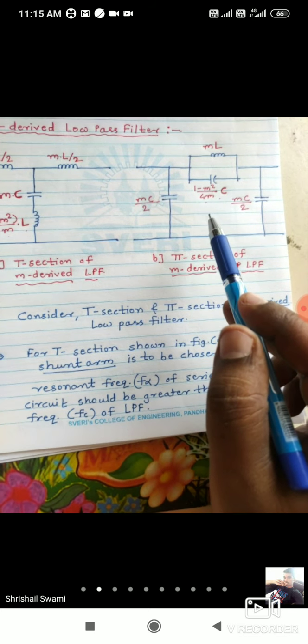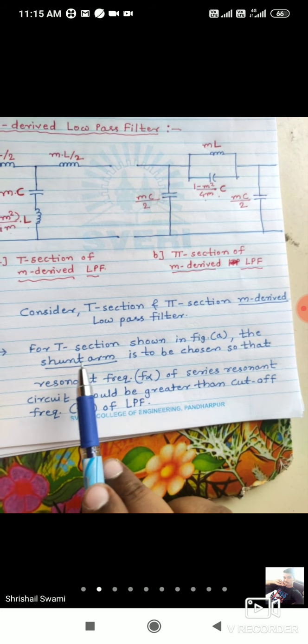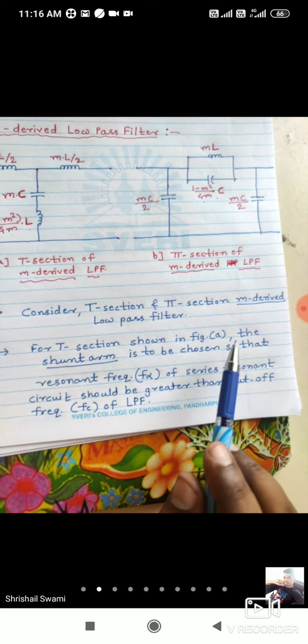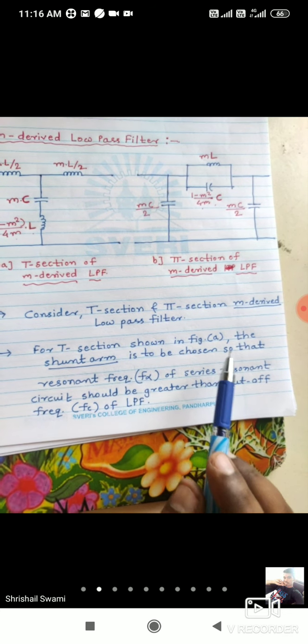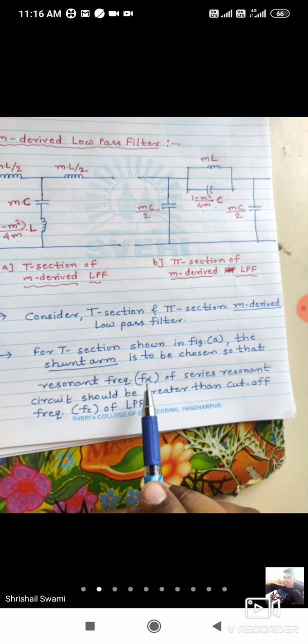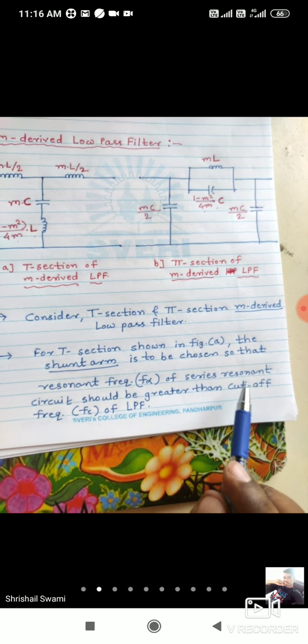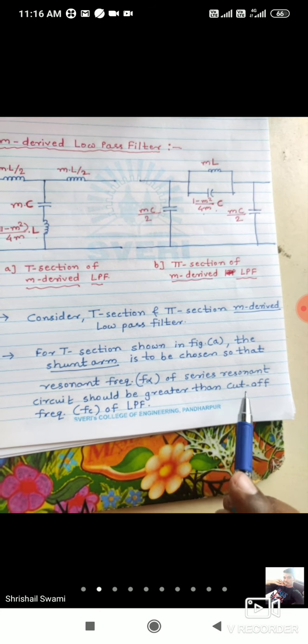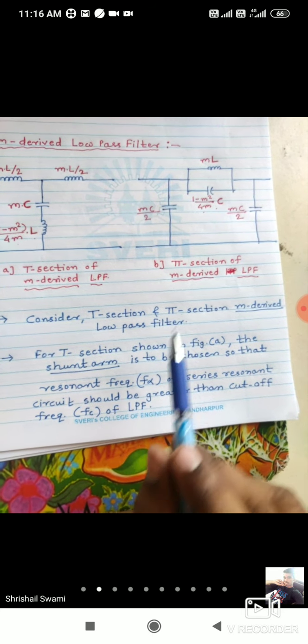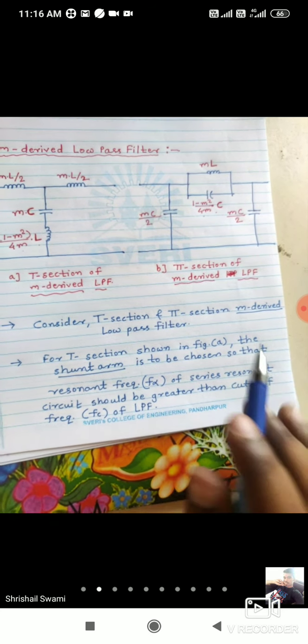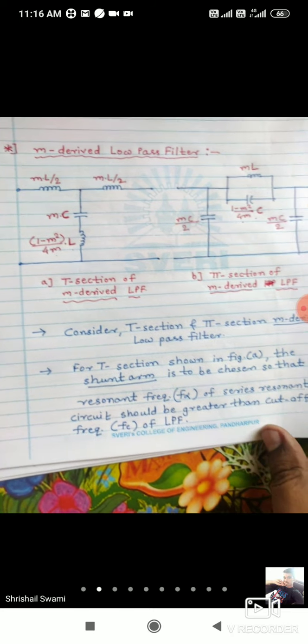Similarly we can consider it for the pi section. So for the pi section, what will come? For the pi section shown in figure B, the series arm is to be chosen such that the resonant frequency f alpha of the parallel resonance circuit should be greater than the cutoff frequency fc of the low pass filter. Okay, for which section will this sentence come? Pi section. So we will take only one. Okay, so next one.